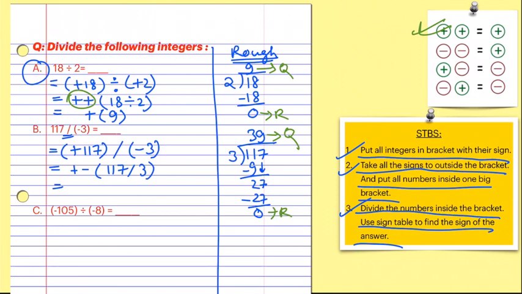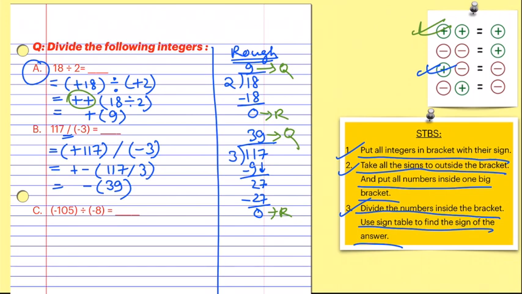So here also the answer will be the quotient 39, right? और साइन टेबल से साइन देख के बताओ क्या होगा इसका प्लस माइनस का. If you go to the sign table, plus minus becomes minus. So here the final answer is minus 39. Okay, let's see the last part.